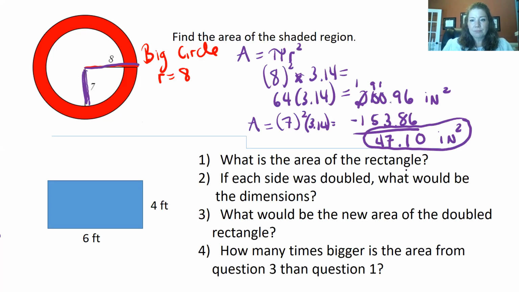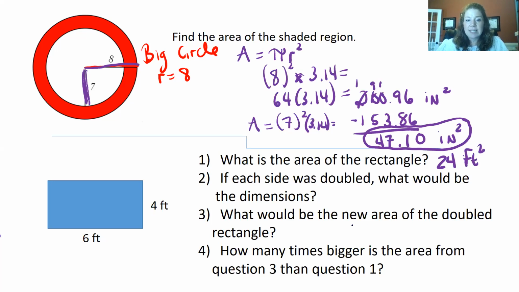All right. So now the bottom question, or the 4 questions at the bottom, says, first of all, what is the area of this given rectangle? So the area of this given rectangle is 6 feet times 4 feet, which is 24 inches squared. Or not inches, feet. 24 feet squared.